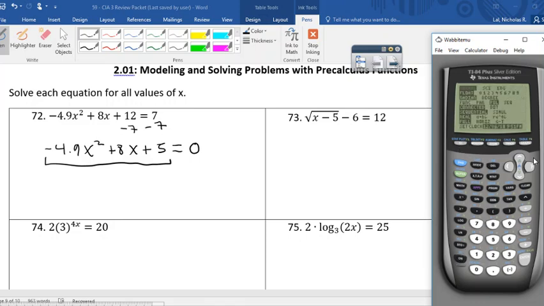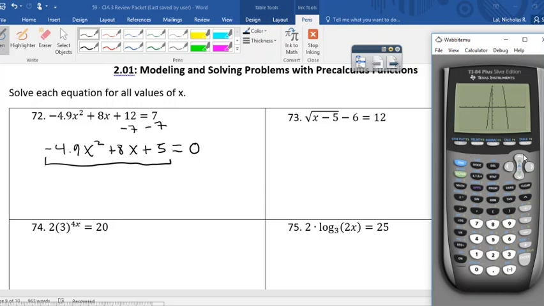I'm going to go to mode. I'm going to go back to function mode. I can use y equals negative 4.9x squared plus 8x plus 5, and I can graph the function. When I graph the function, I should have two zeros.